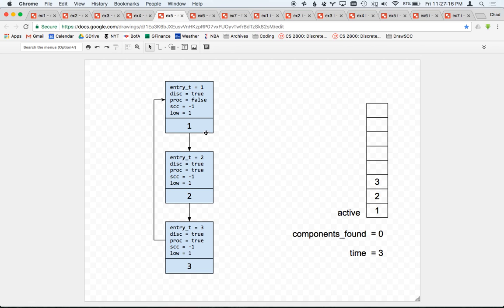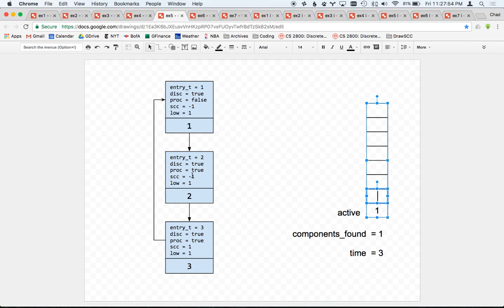We exit from vertex 2 and return to vertex 1. We have now processed all the edges from vertex 1, so we process vertex 1 late, which means we need to check to see whether its low is equal to itself, which it is, which always means we have found a strongly connected component. Increment the components found by 1, and then slowly, one by one, go through the members of the active stack all the way down until 1, which is where we found that low equals the vertex itself. And for each of these that we pop off the active stack, we set its strongly connected component to be the current component, which is number 1.